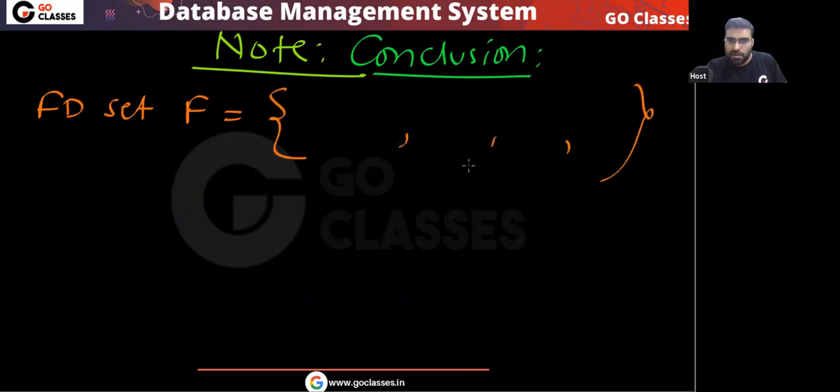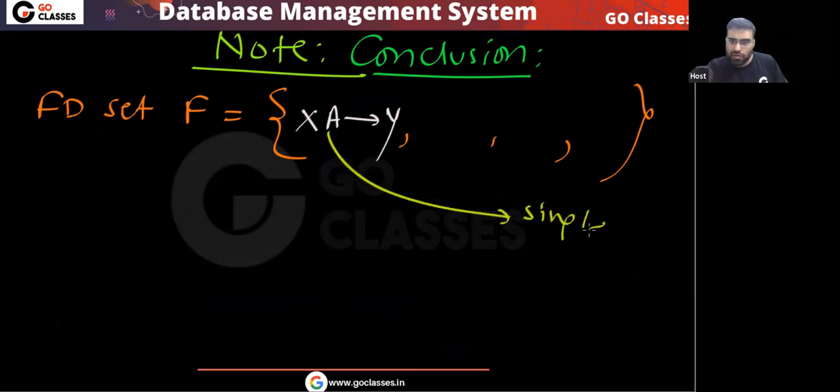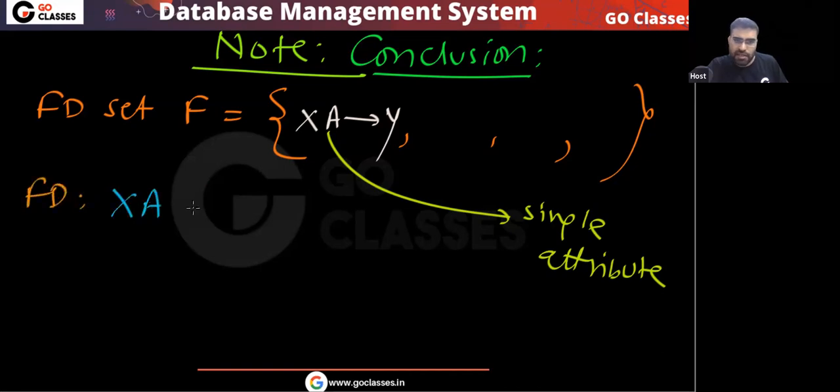Now, in this FD set, you have an FD XA determining Y, where this A is a single attribute, and you want to check whether this A is extra or not. So remember, in this FD, XA determining Y, I want to check whether this A is extra.